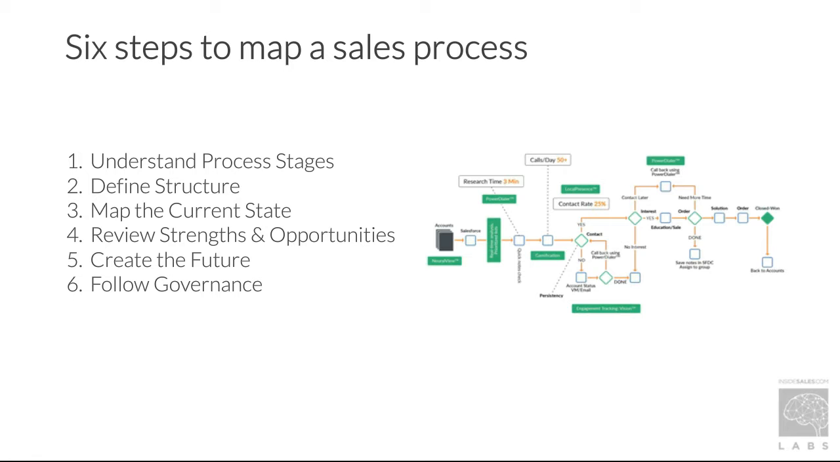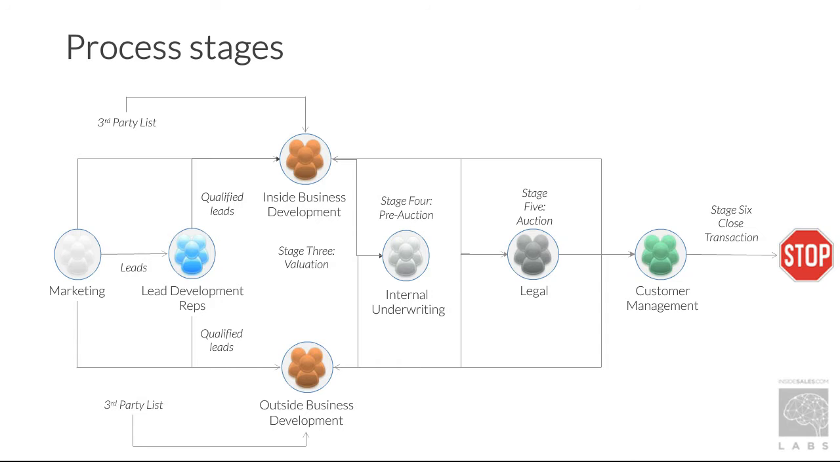Next, you want to get into the structure that you actually are going to use to define that process map. Then you get it on paper. You put that current state down. Then you sit down and review it with strengths and weaknesses, get that future state down with some of the fixes, and then ideally some sort of governance or iterative process so that you can actually get those changes in place. And you can also make sure that you keep a watch on it for decay and delay over the following months or quarters. So let's walk through a couple of these. First one is this concept of process stages.